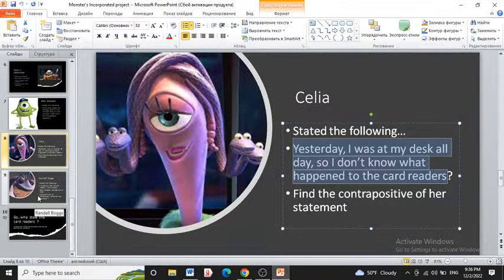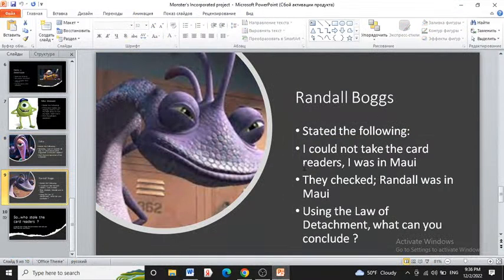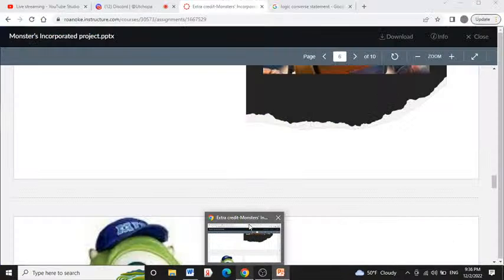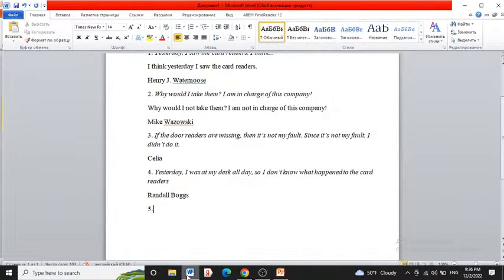Alright, and then we gotta go to Randall. Oh, I gotta figure out what law of detachment is as well. Alright, so before we get to law of detachment, let's clear Mike and Celia. If the door readers are missing, then it's not my fault. Since it's not my fault, I didn't do it.